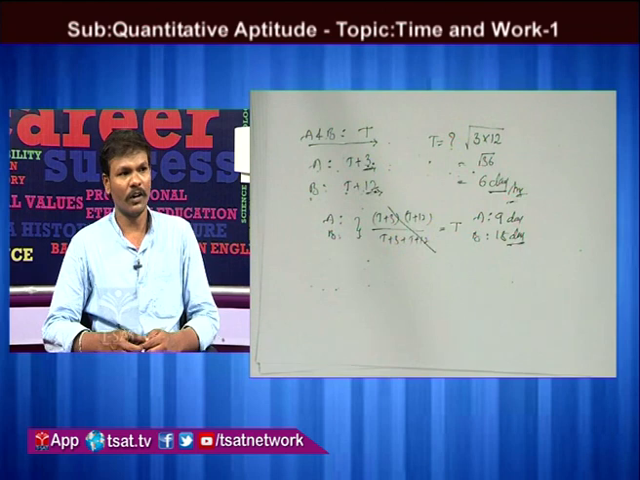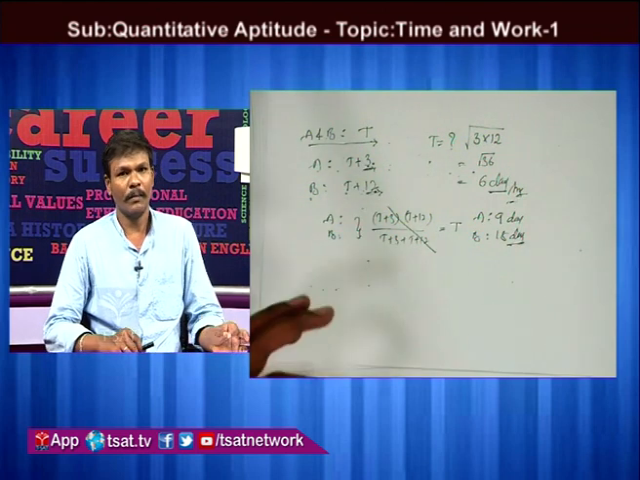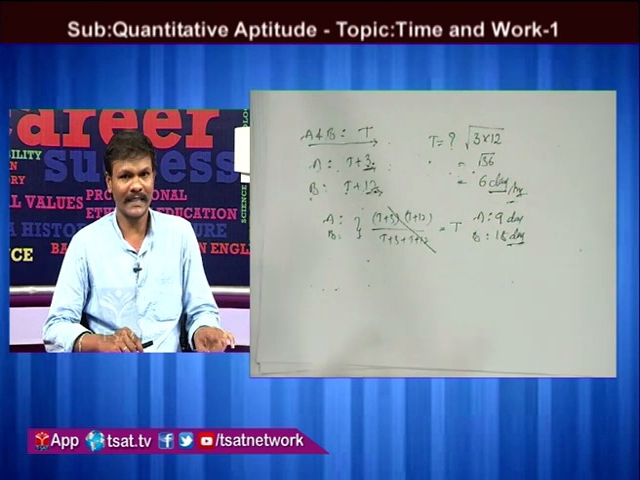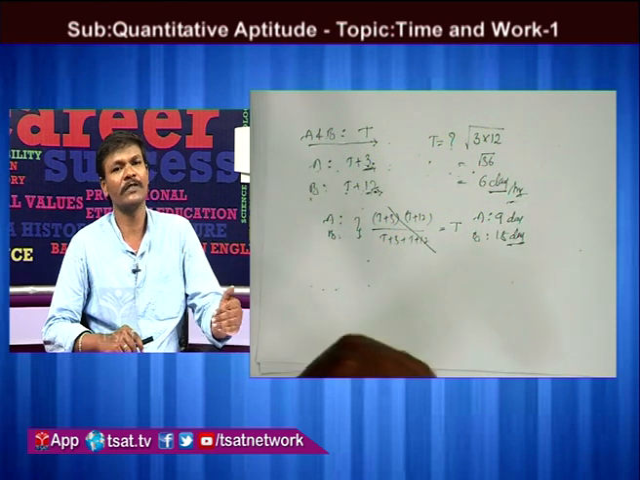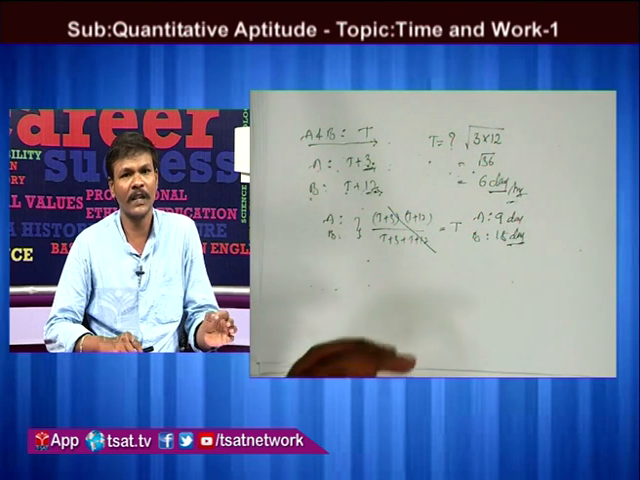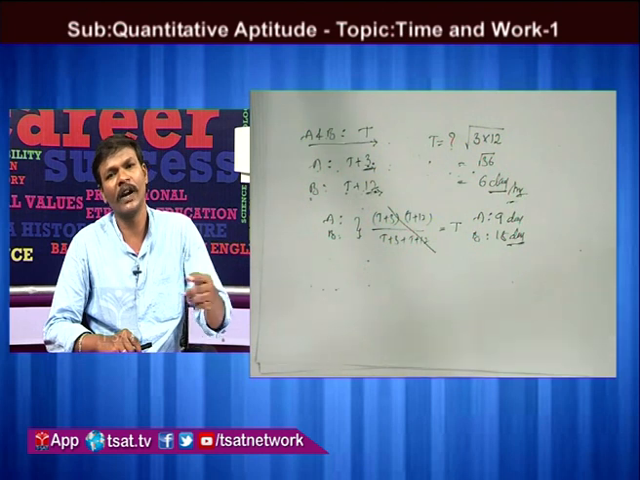Is it clear? This is a technique you have to use: when A and B together complete a piece of work in T days, and A alone completes the work in T plus 3, T is A and B together and 3 is the additional days A takes. B alone completes the piece of work in T plus 12, where T is A and B together and B takes an additional 12 days alone.